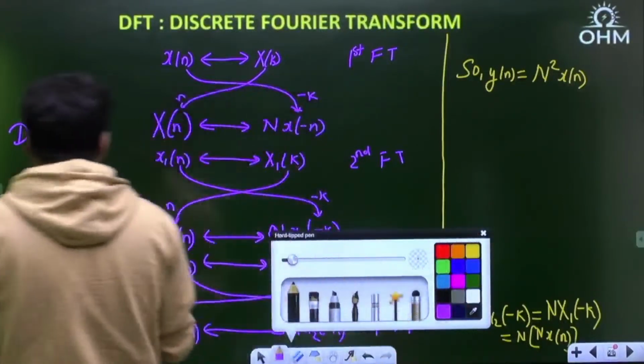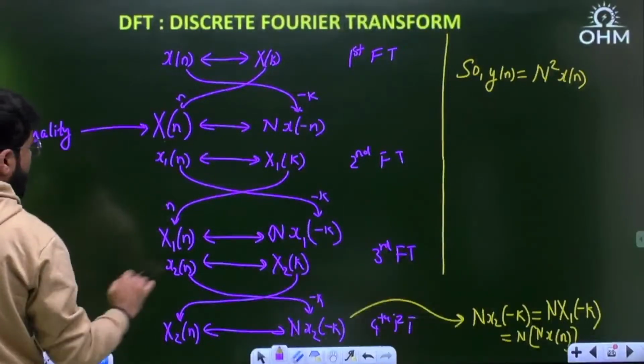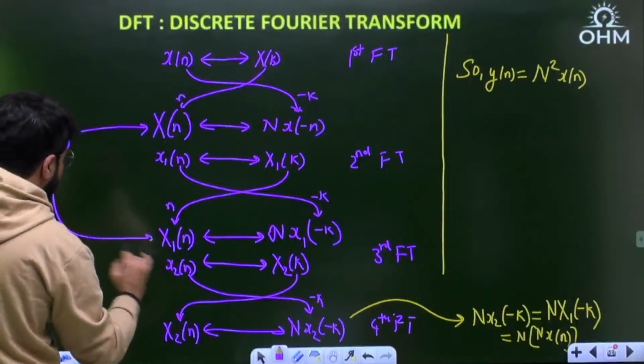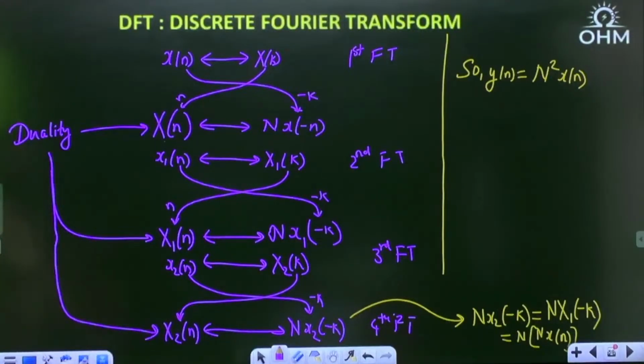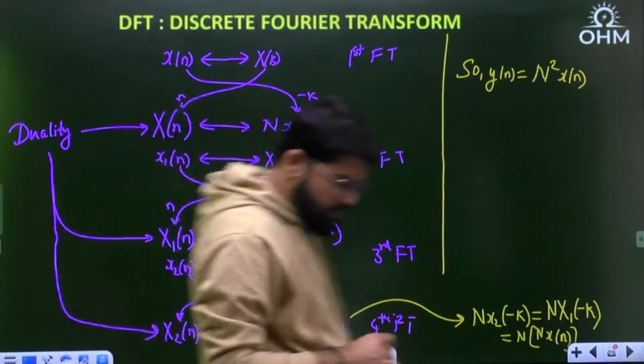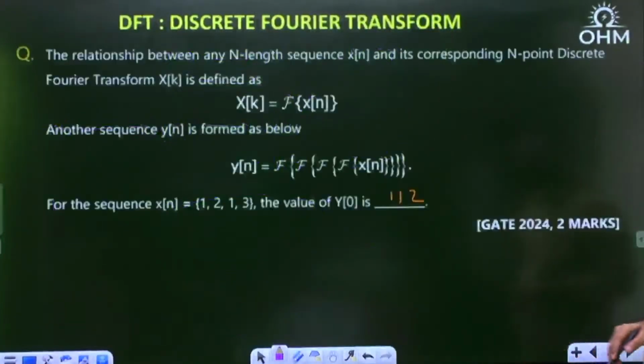You have applied the duality once here. Then you have applied duality where? Once here. And then you have applied duality finally once here. 3 times duality was applied. Okay. And the final answer is 112.